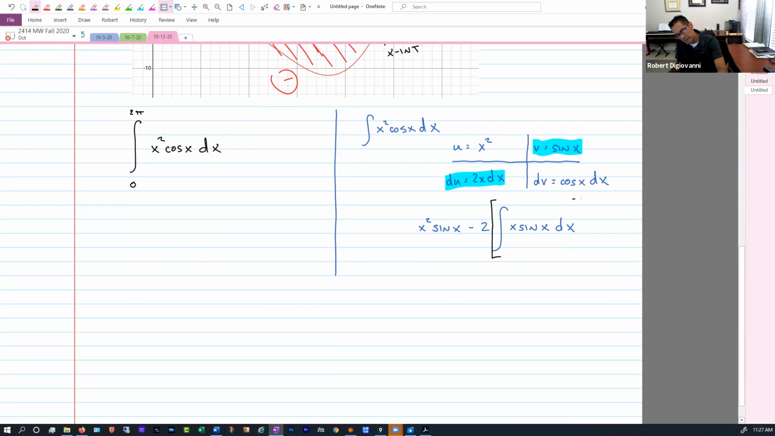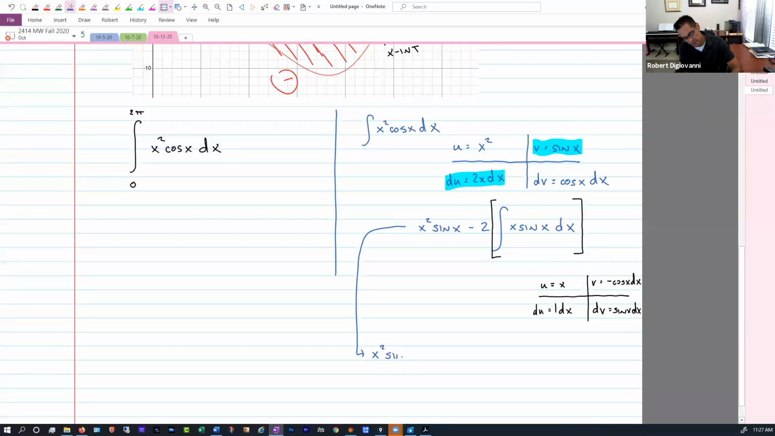So this right here, I'm going to do that with another integration by parts table. I'll go u is x, dv is sine x dx, du is dx or 1 dx, v is negative cosine, be careful with that. Antiderivative of sine is negative cosine. And now I'll have another u v minus the integral of v du, right? So this becomes x squared sine x, that was there already, minus 2 was there, and then now in brackets, my new u v minus the integral of v du.